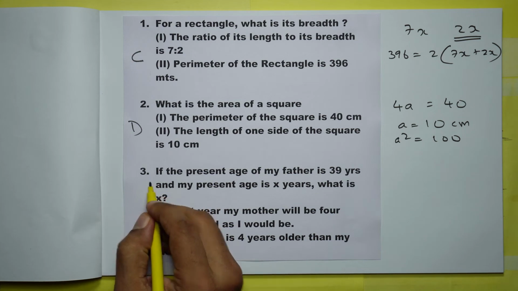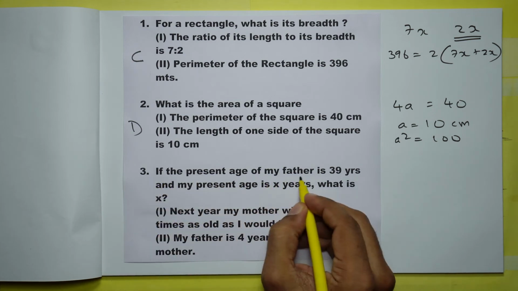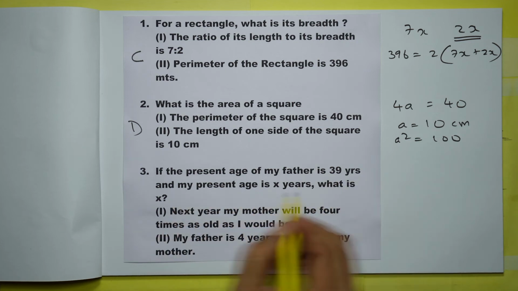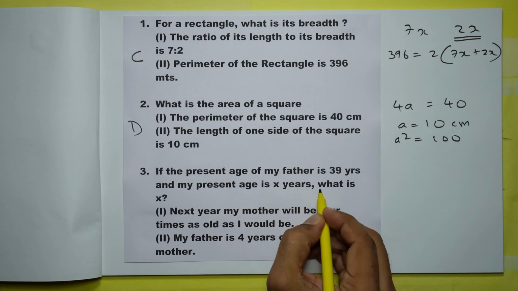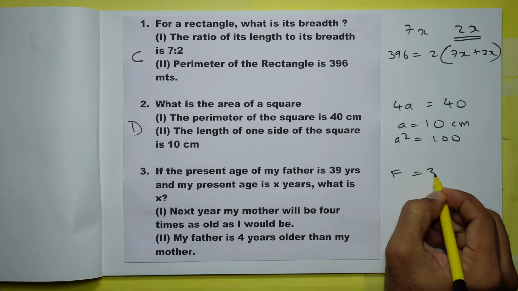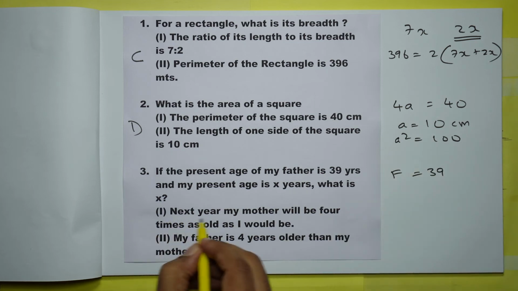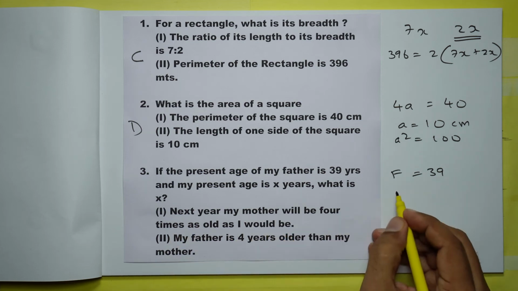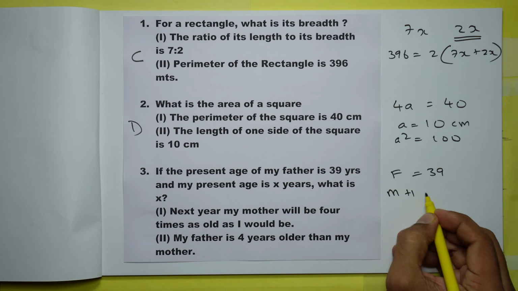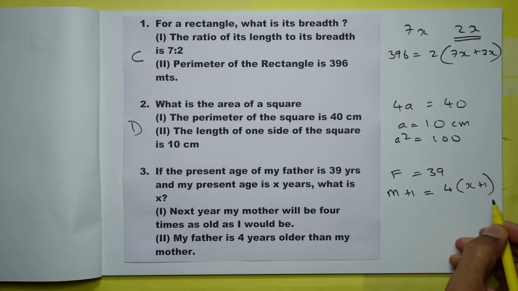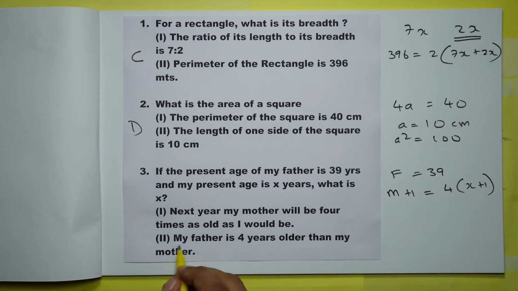Let us start with the third one. If the present age of my father is 39 and my present age is x years, what is x? You have to find out the exact value of x. Present age of my father is 39. Next year my mother will be 4 times as old as I would be. So next year my mother will be m plus 1 and she will be 4 times my age, that is x plus 1.